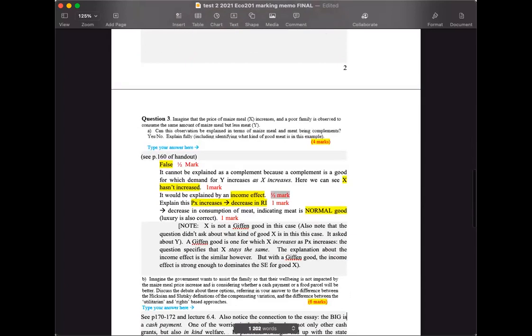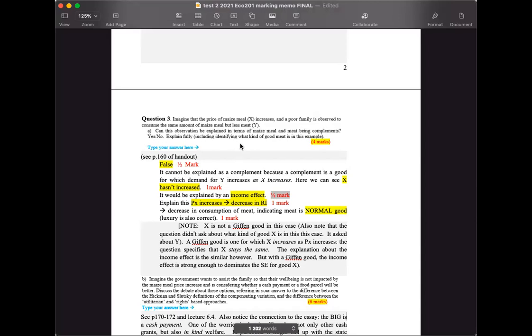Then for this question, you had to look at, I think, is it complements? Yeah, complements. Imagine that the price of maize meal increases and a poor family is observed to consume the same amount of maize meal but less meat. So can this observation be explained in terms of maize meal and meat being complements? Yes or no? Explain fully.